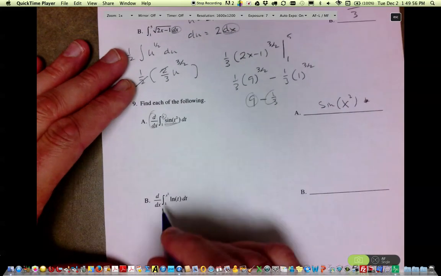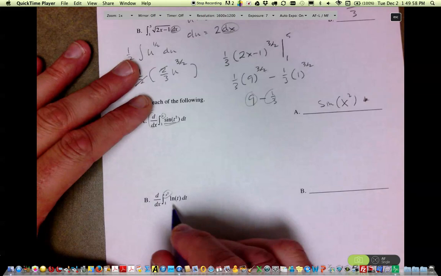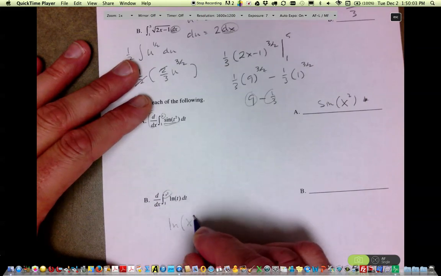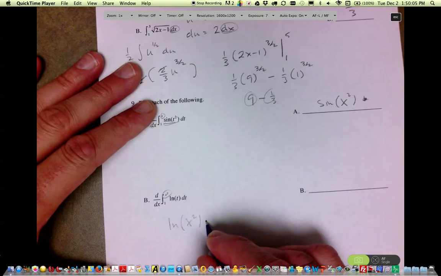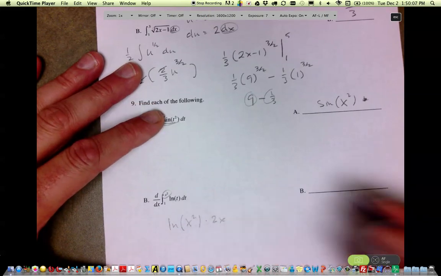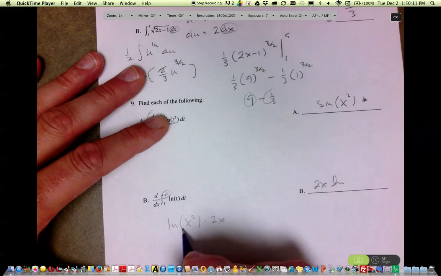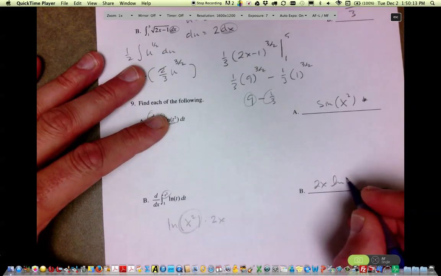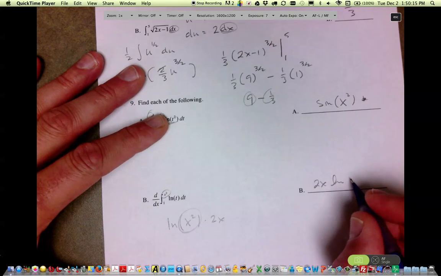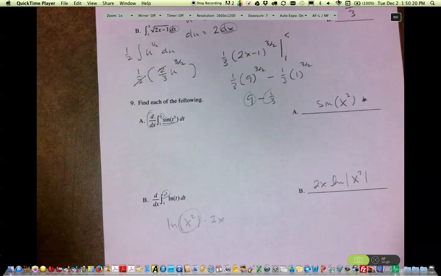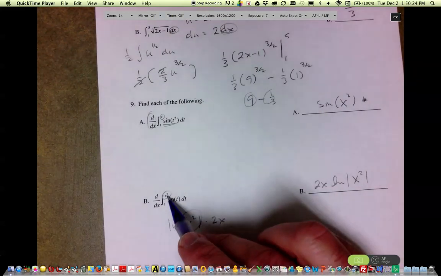And then this one is a little bit messier, so the derivative of this is going to be natural log of x squared, and then times the derivative of x squared, which is 2x. So the answer to this one is going to be 2x natural log, and again, here if I put absolute values on x squared or not, it doesn't make that much difference. And if you want to be consistent, just always put them on there. So 2x times the natural log of x squared, and that comes from the chain rule because this isn't just x on the top.